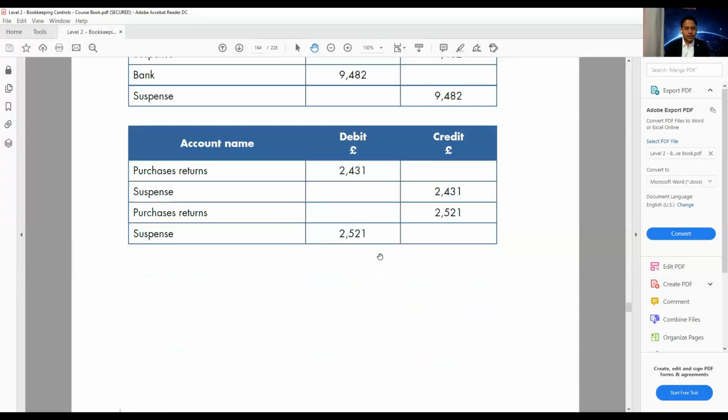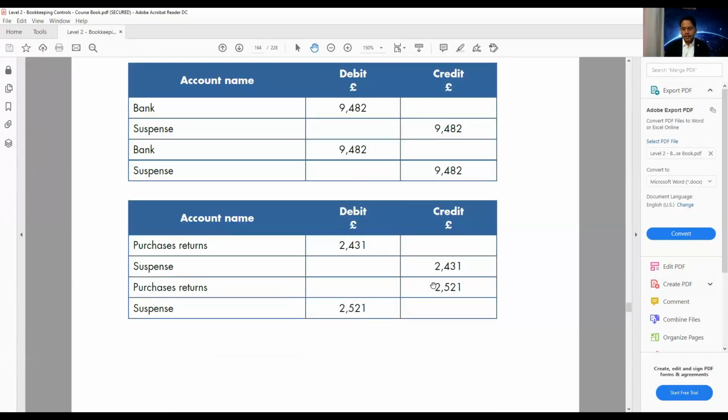First thing first, we need to make our T accounts to find the balance. So let's do the T accounts. How many T accounts do we need? One for bank, one for suspense, one for purchase return, 3. So 1, 2, and 3. Very, very careful. The way I'm doing it, if you understand it, on the exam you'll do the same thing. The same question you're going to see in the exam. The first one we do is bank.